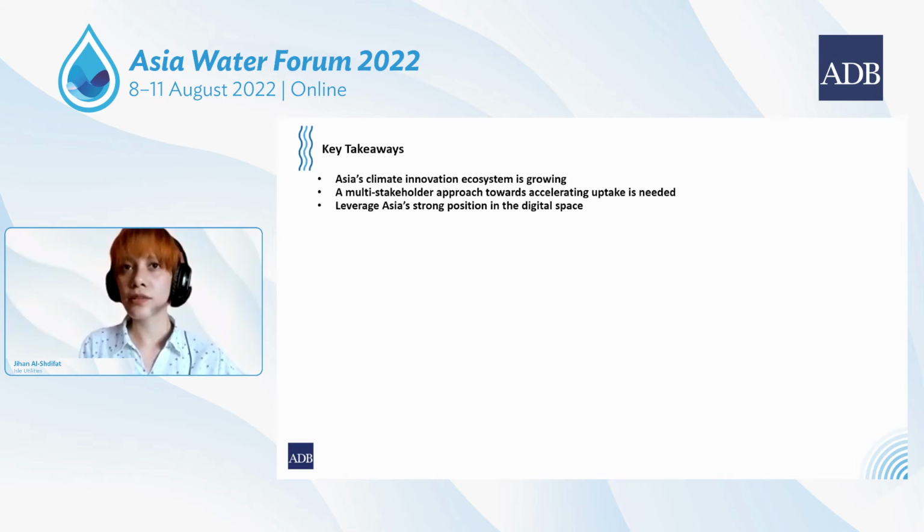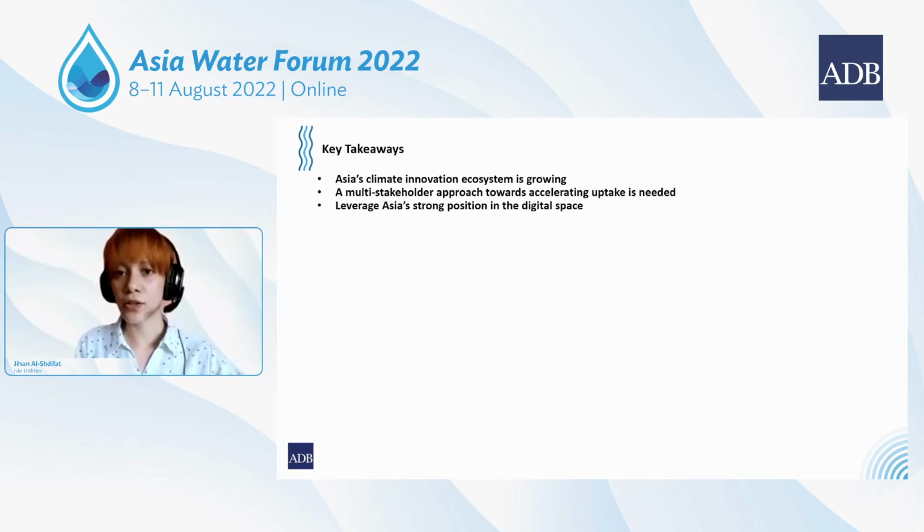We do not want disruptive technologies that are appreciated only for their novelty or for how good they are. They are meant to be integrated into the current systems so that we are able to combat climate change. And finally, leverage Asia's strong position in the digital space. Asia is poised to take over as the number one digital hub in the world. And so we can tap on that.